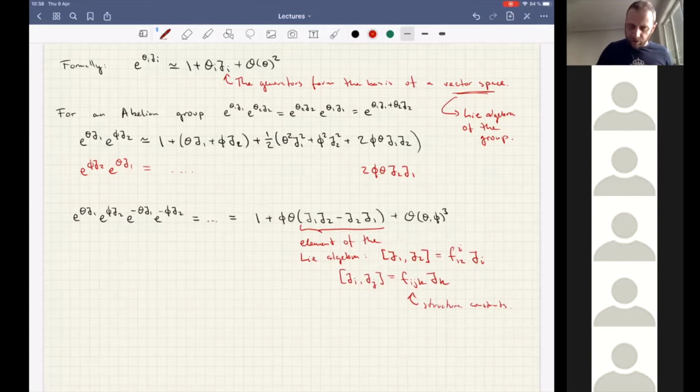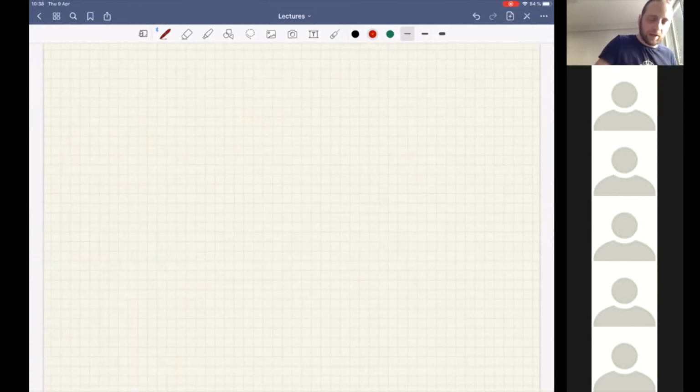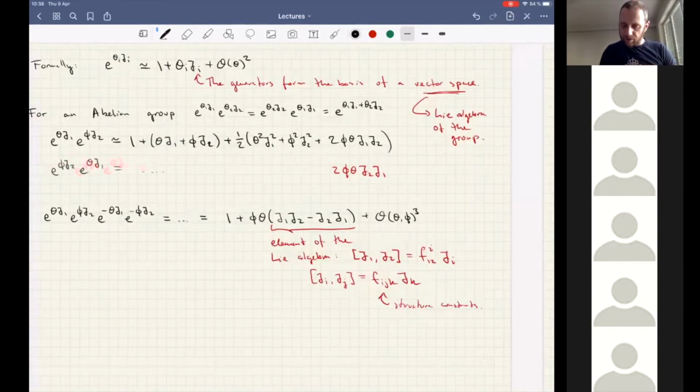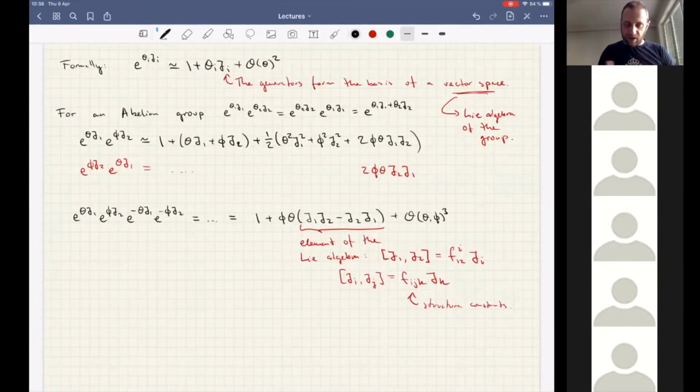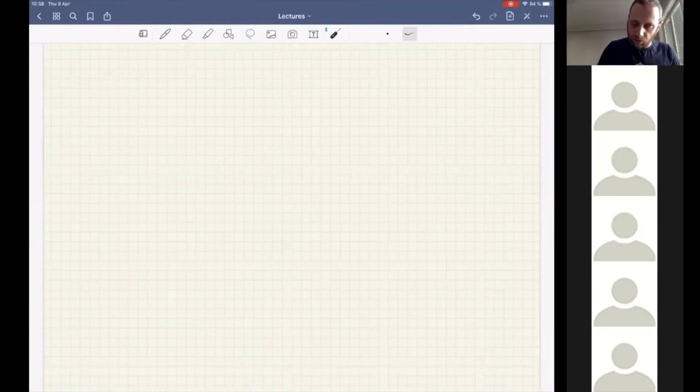So let's actually look at the more concrete realization of this. So we looked at translations, and translations are abelian. So that means that since everything commutes, these commutators for just translations are going to vanish. So in the abelian case, all of these commutators map to 0 because it's a commutative group. So what I want to look at instead is rotations in 3 dimensions as a Lie group.